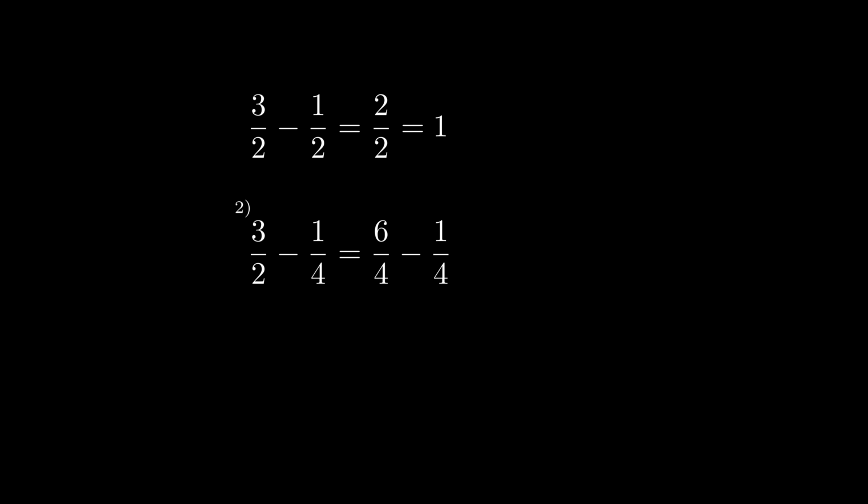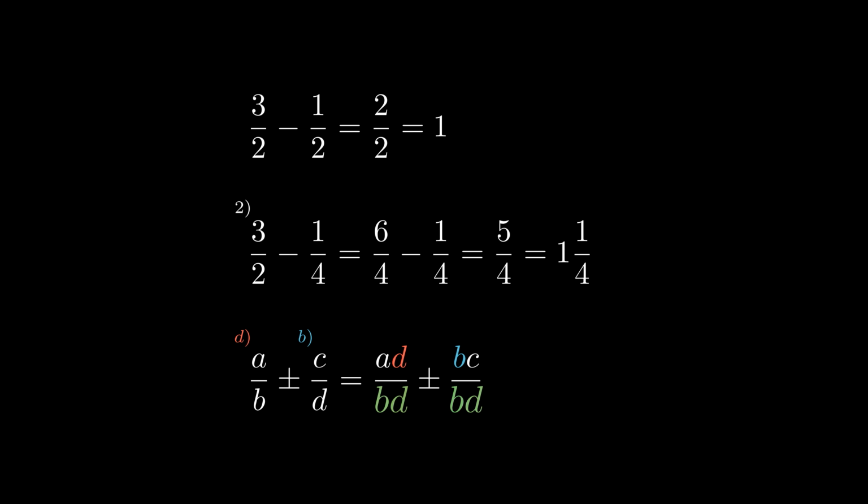We have found the common denominator, 4, and can now perform the subtraction in the numerator. 6 minus 1 is 5, so we can also write the answer as 1 whole and 1/4. In terms of letters, first you need to expand the fractions so they have the same denominator, and then perform addition or subtraction in the numerator.